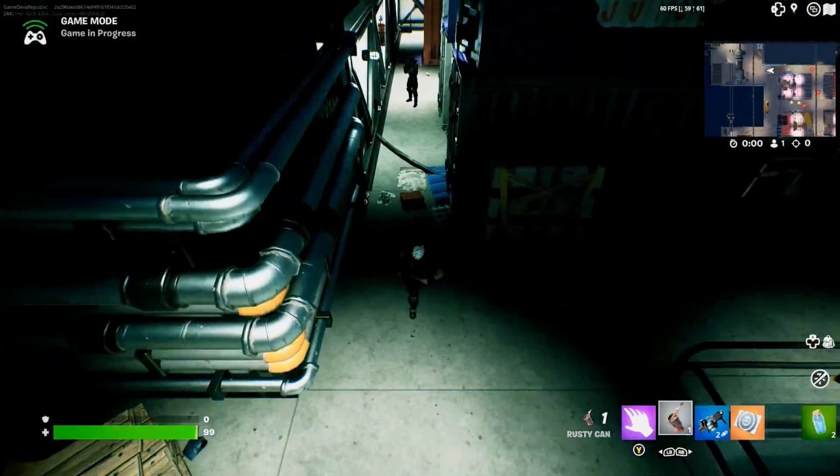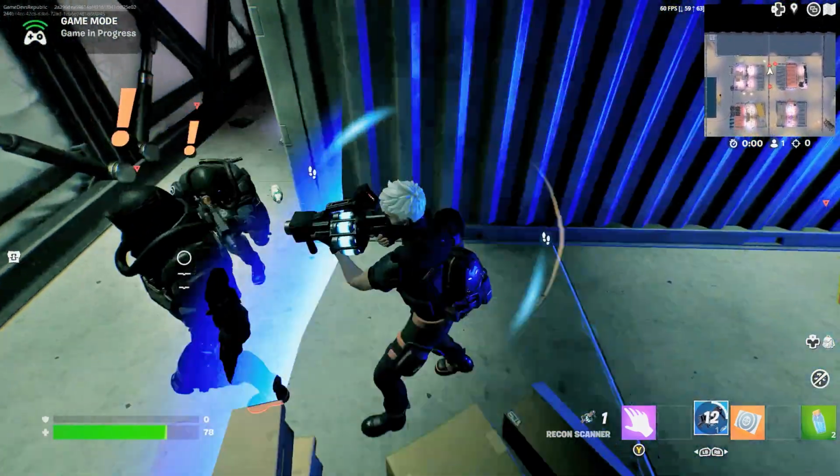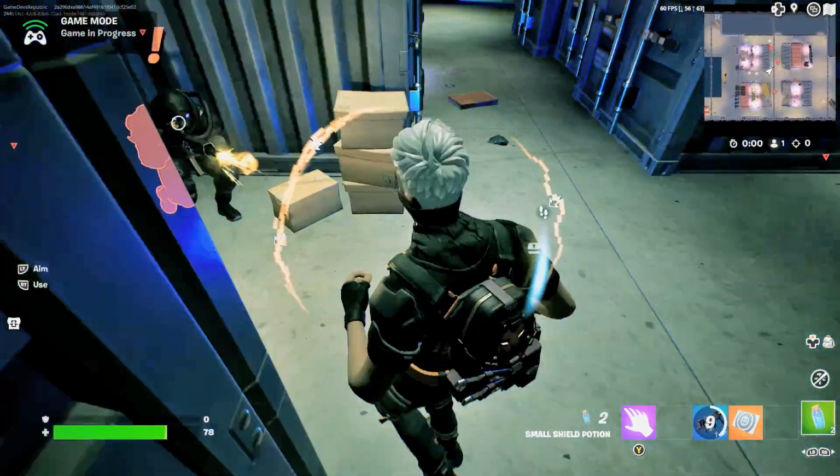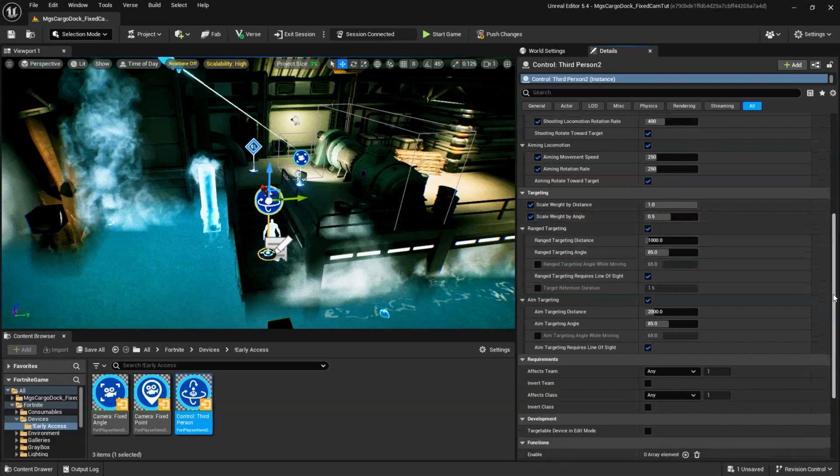Scale weight by distance. This value sets the scale of a target's priority weight, reducing that priority based on the distance the target is from the player. If this is set to off, distance to target does not affect target prioritization. Scale weight by angle. This setting affects the prioritization of targets. As targets get closer to you, aiming at them becomes prioritized.